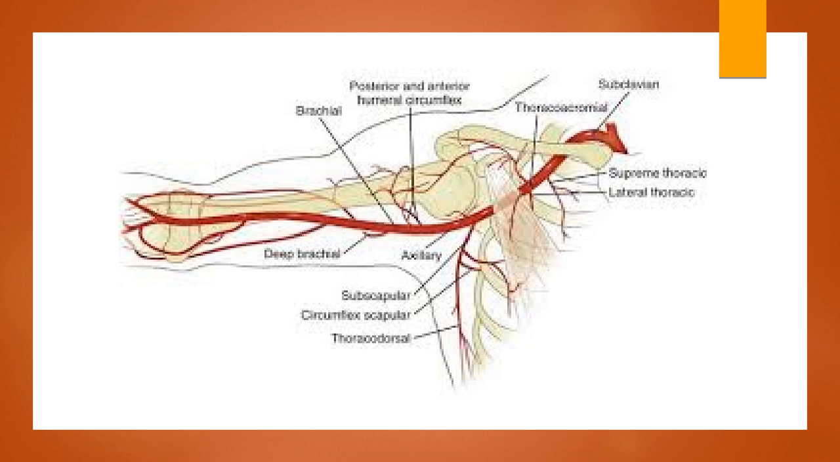So we have a branch here, a branch here, a branch here, and then we have here. And then we're going to see our axillary turning into our brachial right at that upper junction of the armpit.